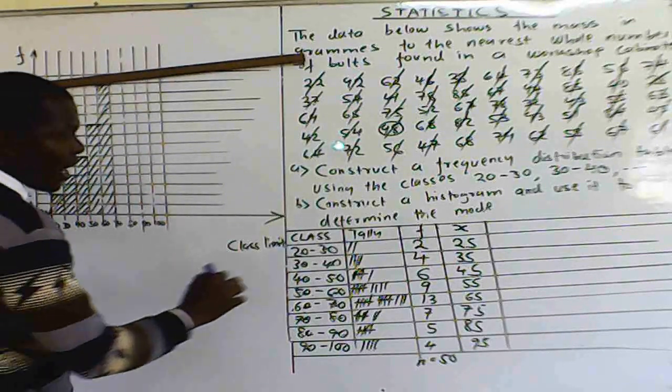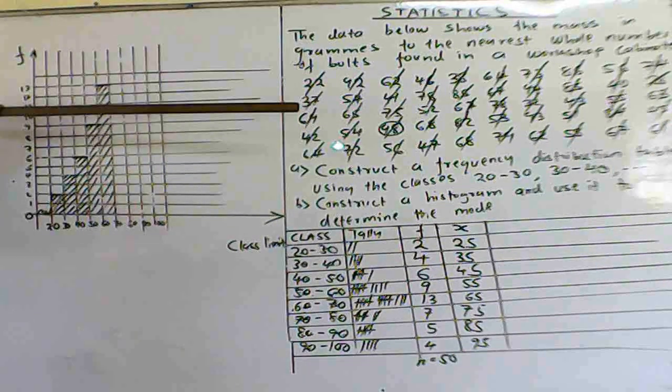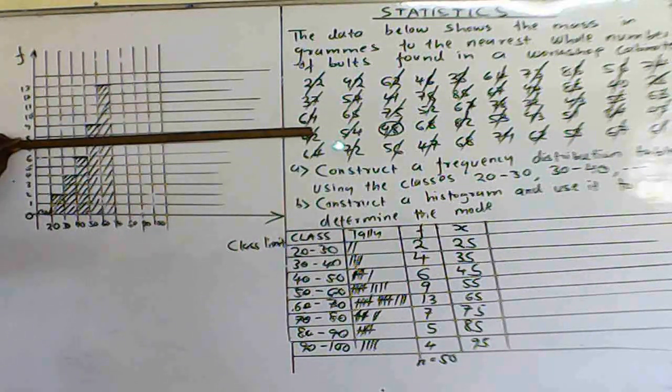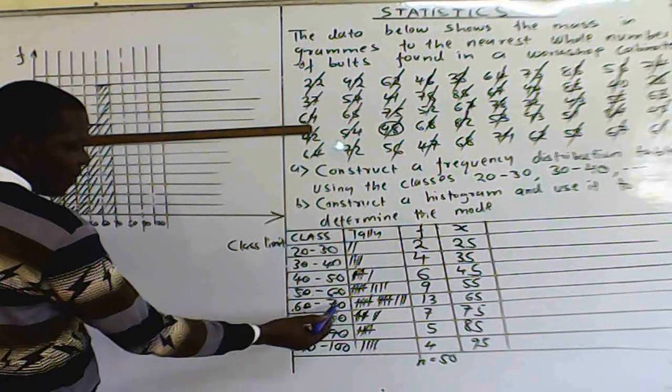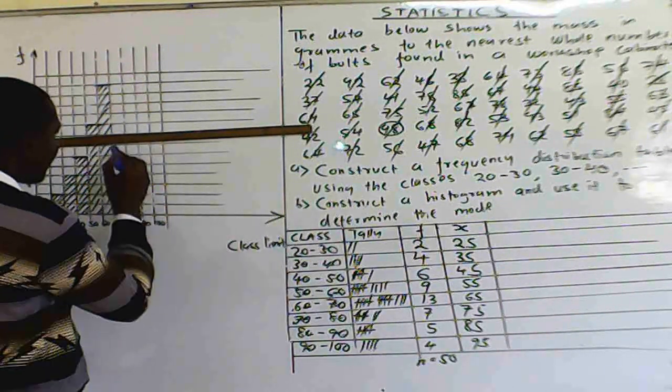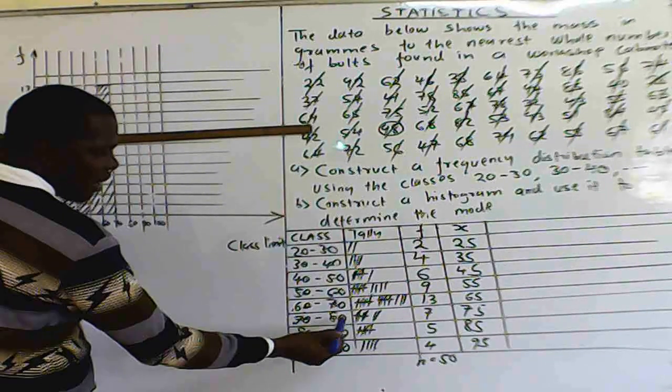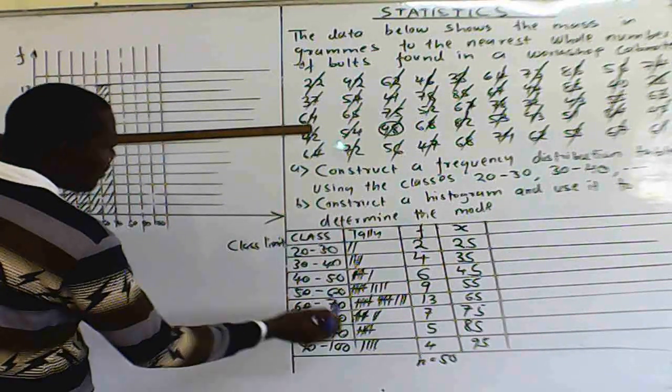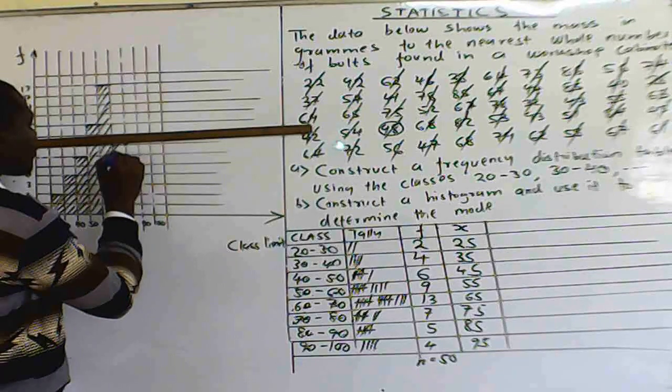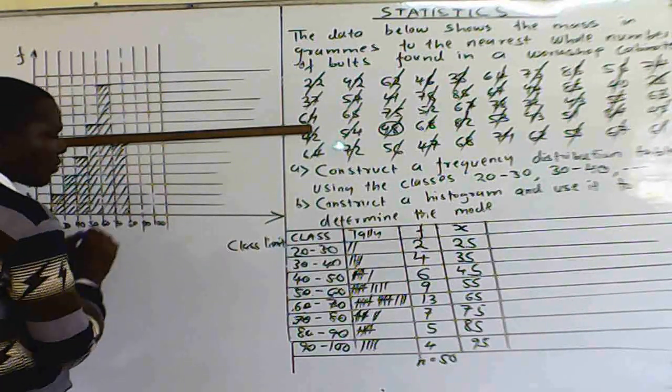You move to the next one, when the frequency is 7, you put it at the frequency of 7 there, and the lower class limit is the average of 70 and 70, you get 70, starting from here, and the upper class limit there is the average of 80 and 80, you get 80, ending there. So the whole of that region.